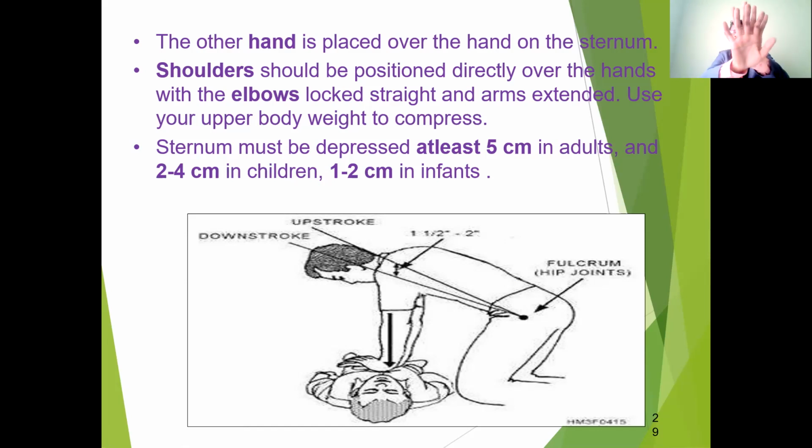For adults, we use the heel of the hand, with both hands used for the compressions. For children, we use a single hand, the heel of the hand. For infants, we use two fingers to give the compressions. So this depends upon the age group of the patient, and we should give the compression force according to the age group.